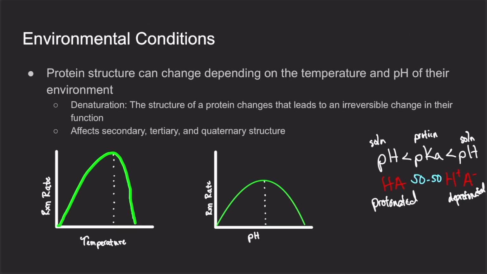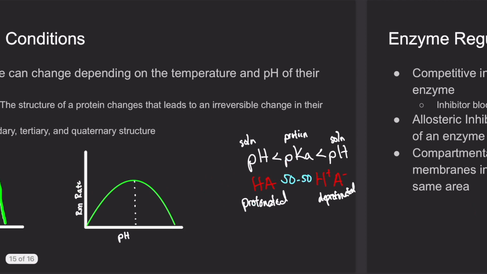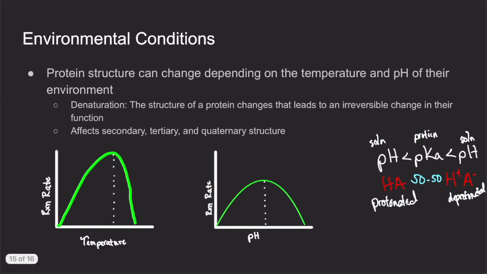Okay, kind of our last thing, I guess two things. I want to talk about environmental conditions. A protein structure can actually change depending on the temperature and pH of its environment. If we increase the temperature, the molecules themselves start moving faster and faster, and when things move faster, reactions tend to happen more quickly.